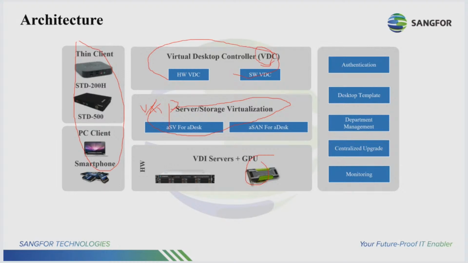For example, if you are working in an ordinary office or 2D design, we recommend this ARM thin client STD200. And if you use dual display or 3D design, you can choose our x86 thin client, this STD500. And you can also use your computer or mobile phone. You just need to install a VDI software application. Then you can achieve secure mobile office. These are the main components that build the VDI architecture.